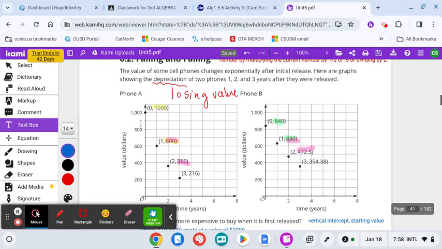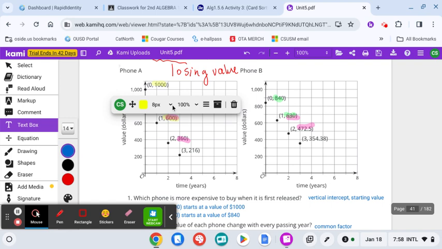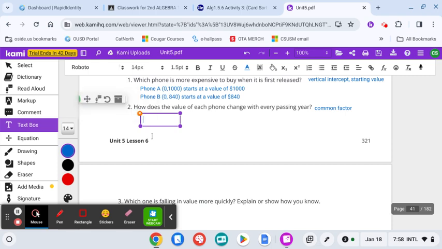So on phone A graph, which we've done this work before, we're going to be dividing 600 divided by 1000, the two outputs I highlighted in yellow, and then 360 divided by 600. So please in your calculators do 600 divided by 1000. What does that give us for a common factor? And then 360 divided by 600.